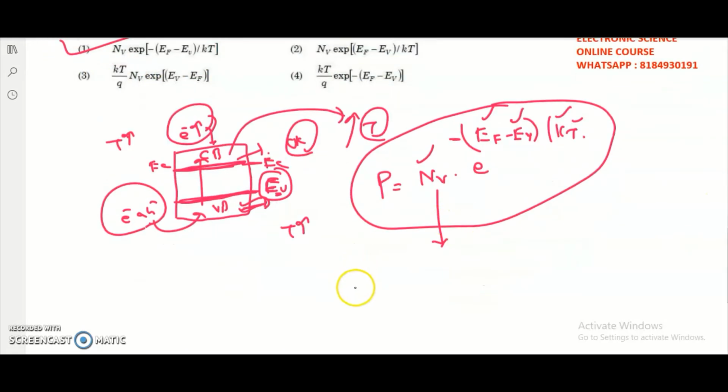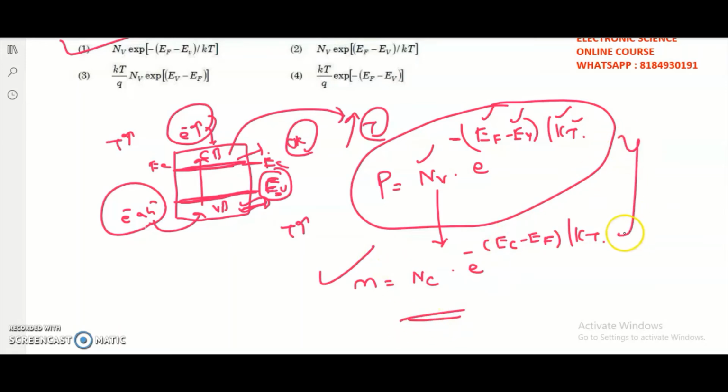And apart from this, if they ask you the concentration of electrons in the conduction band, then small n is equal to Nc into e power minus of (Ec minus Ef) divided by kT. So it is the expression for the concentration of electrons in the conduction band.